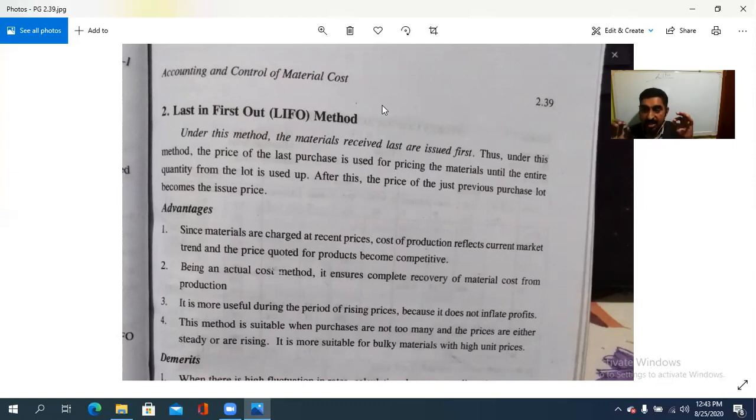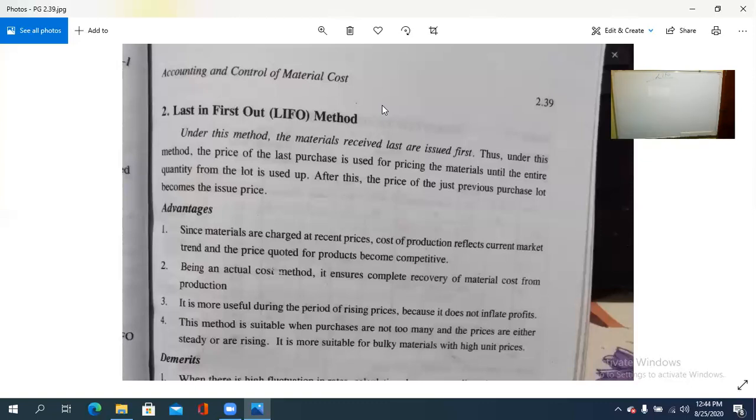The price charged is to be at a high value rather than the old stock. That is the first advantage. Then the cost of production reflects the current market trend and the price quoted for the products becomes competitive in nature. But one thing is there, price may be high, but it is competitive in nature. Then being an actual cost method, it ensures the complete recovery of material cost from production. Full cost recovery. It is more useful during the period of rising prices because it does not inflate the profits also.